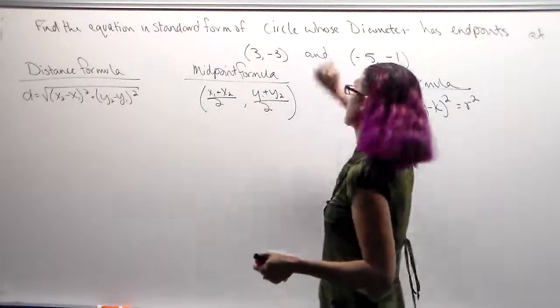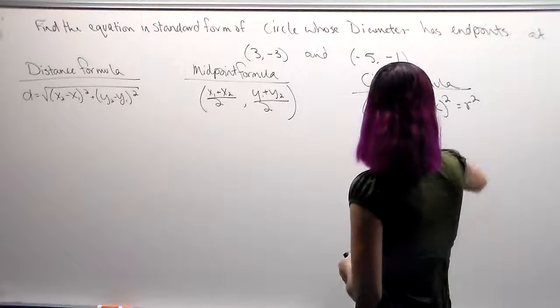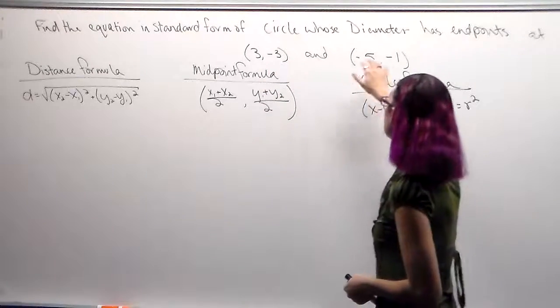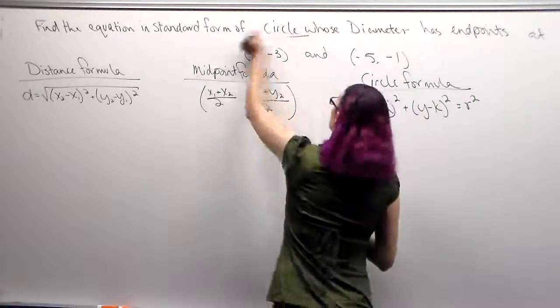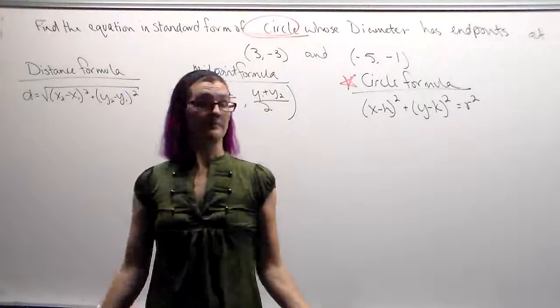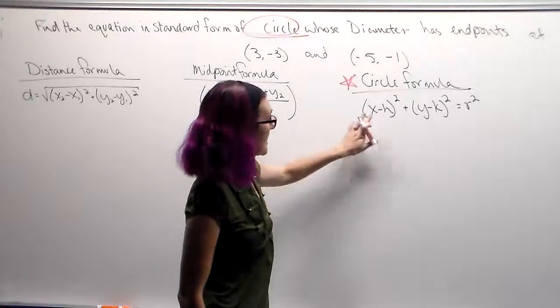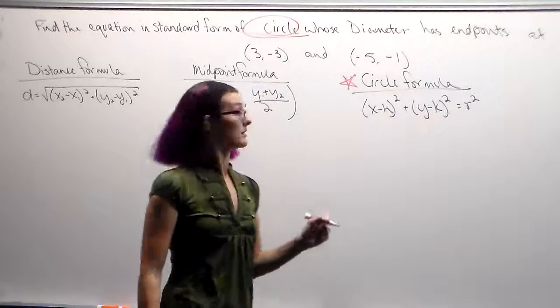So let's look at the question I have at the top. Find the equation in the standard form of a circle whose diameter has endpoints at (3, −3) and (−5, −1). So they gave us a circle. Right off the bat, we know eventually we're going to have to use the circle formula. So let's look at the circle formula: (x − h)² + (y − k)² = r².